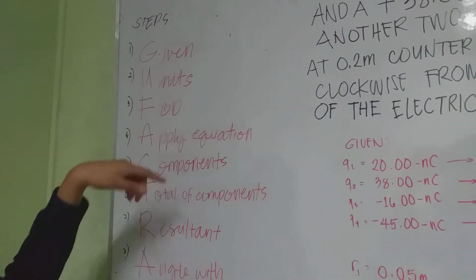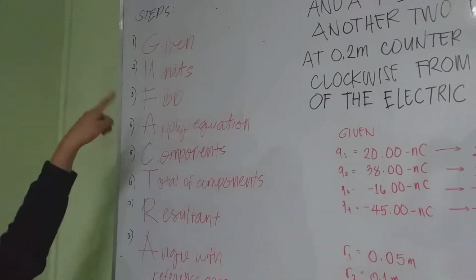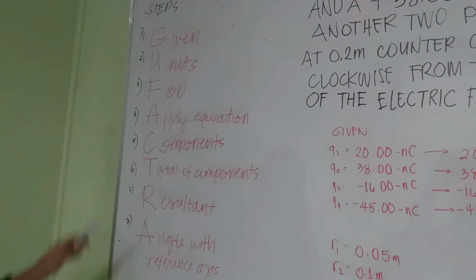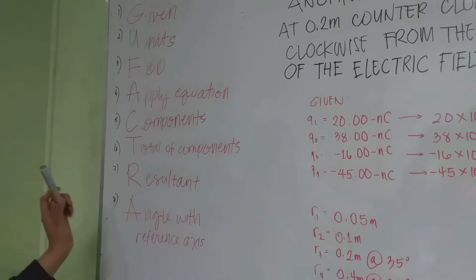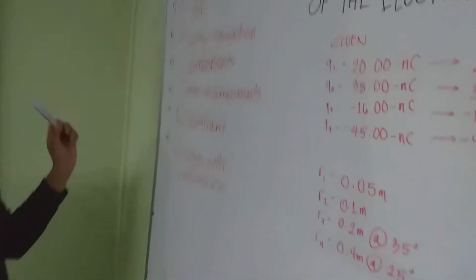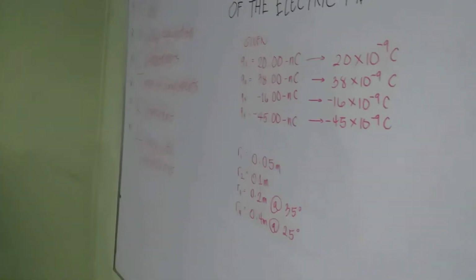We are following the GUFACTA mnemonic, wherein G stands for given, U for units, F for FBD, A for apply equation, C for components, T for total of components, R for resultant, and A for angle with reference axis.